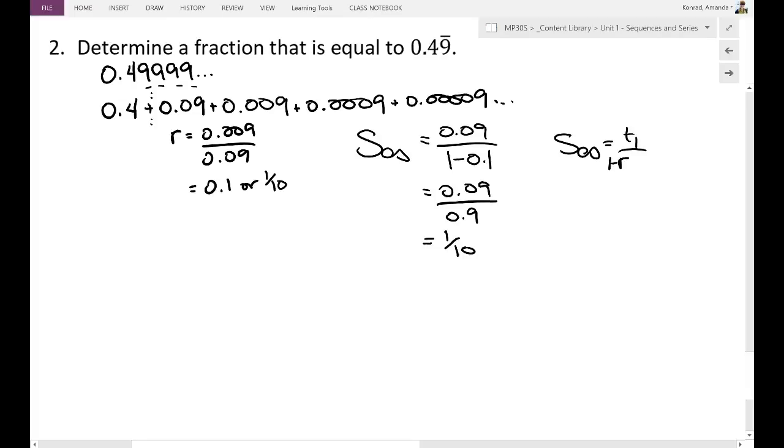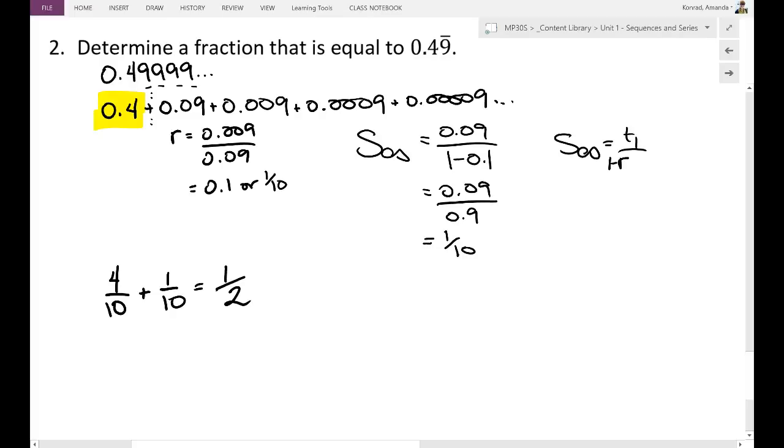But don't forget, we ignored this guy at the beginning of the question because it didn't fit our series. So we need to add that back in because it's part of this decimal too. And so what we get is 0.4 as a fraction is 4/10. 0.09 plus 0.009 plus 0.0009 is equal to 1/10. So we are adding that together. And so our fraction is 1/2.